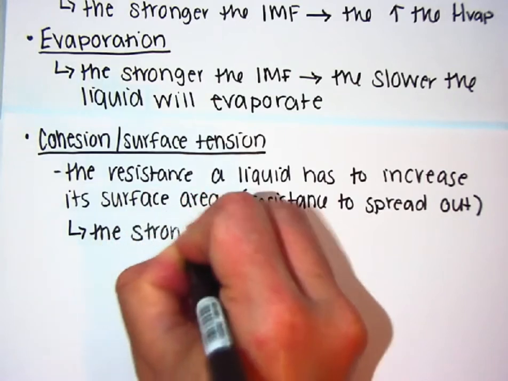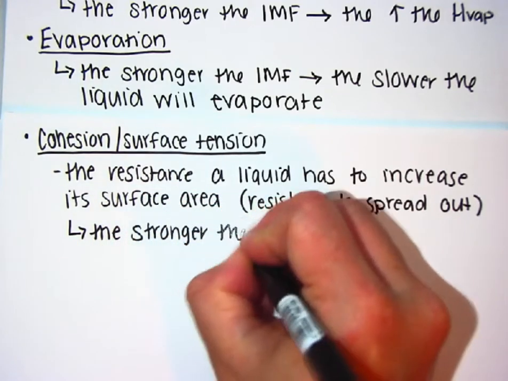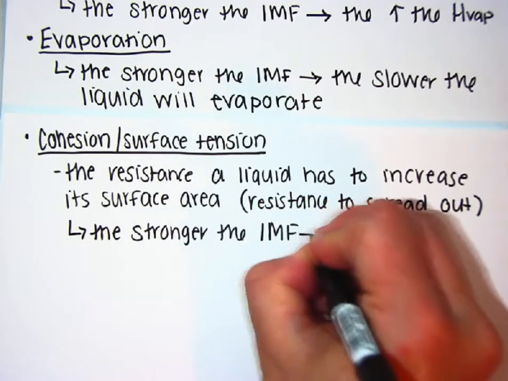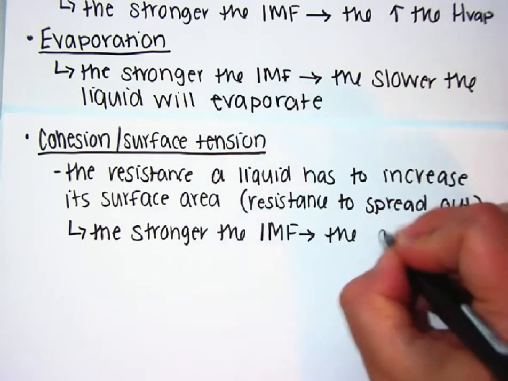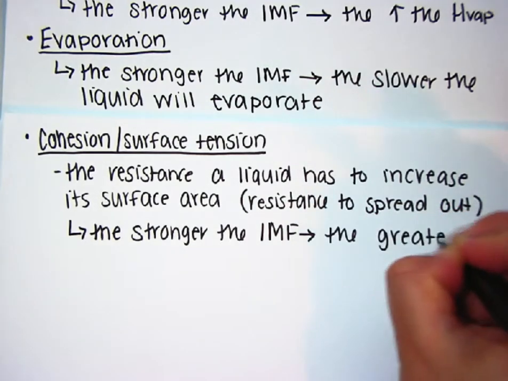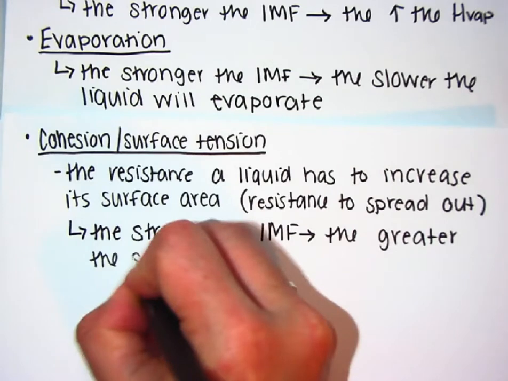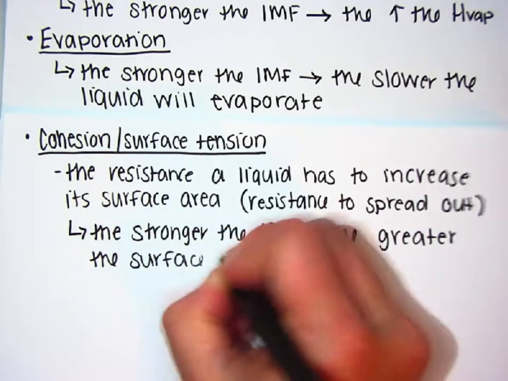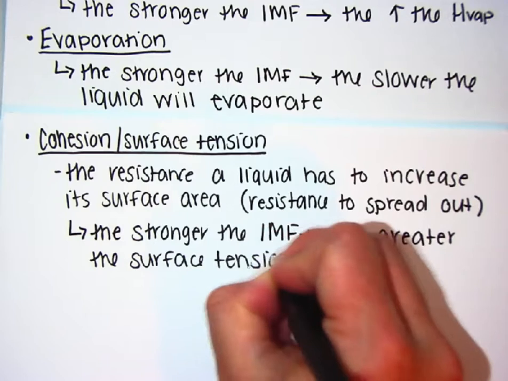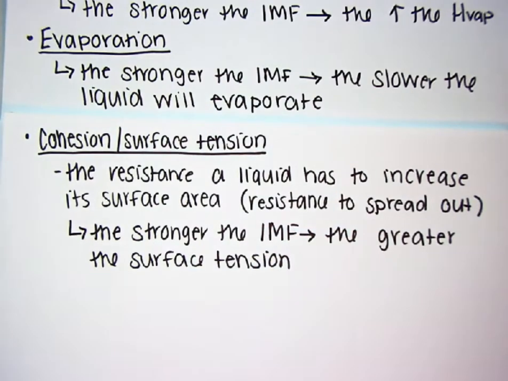The stronger the intermolecular force, the greater the surface tension. So it's not going to spread out as much if it has a high intermolecular force. Again, intermolecular forces are going to hold those molecules together. If you have a really strong intermolecular force, those molecules aren't going to spread out, so they're going to have a greater surface tension.